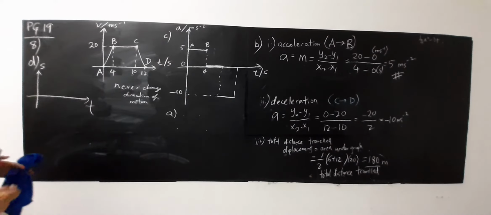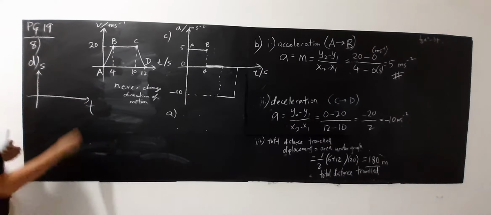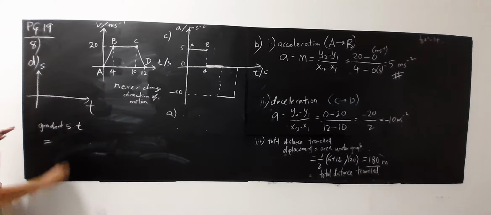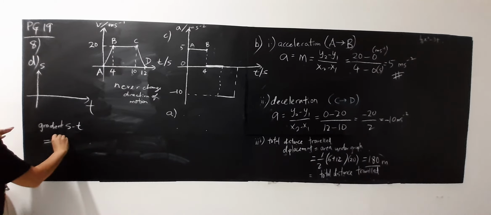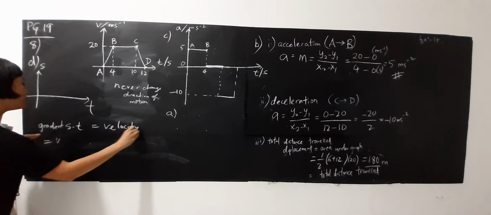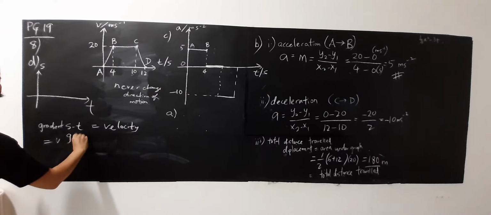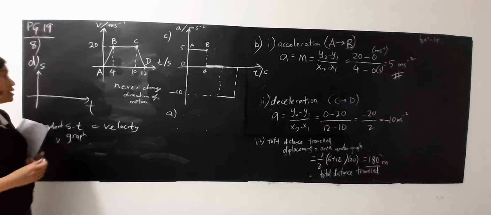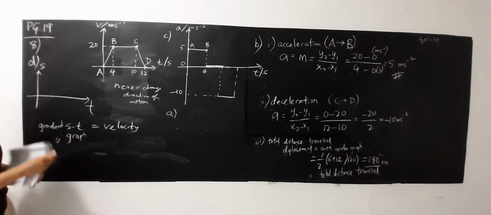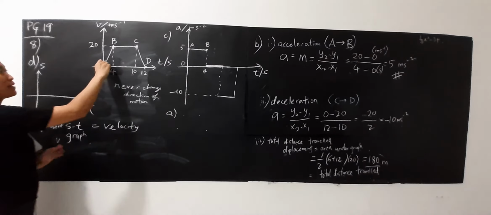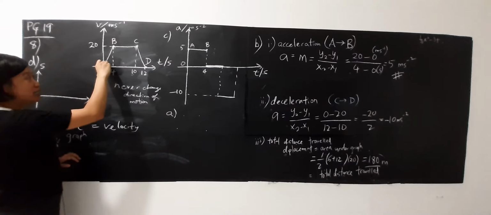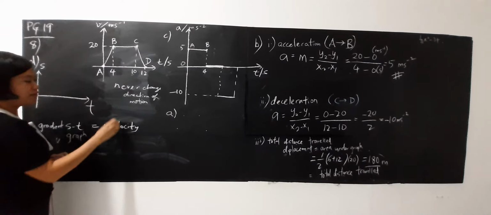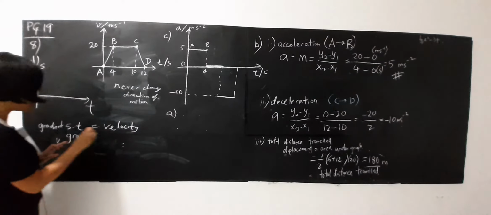So how are you going to solve this question? No worry. Same again, you need to know that the gradient of the ST graph actually represents velocity. Before that, let's read the value of v along AB. Here, from zero, velocity is actually increasing to 20, right? Velocity increasing means the gradient should be increasing.